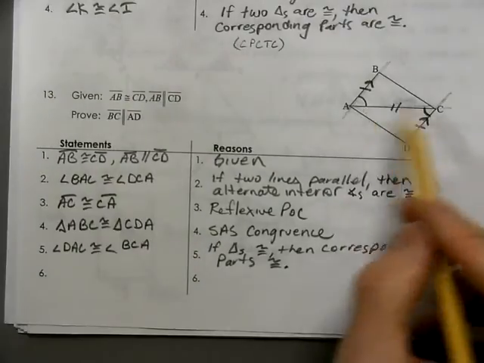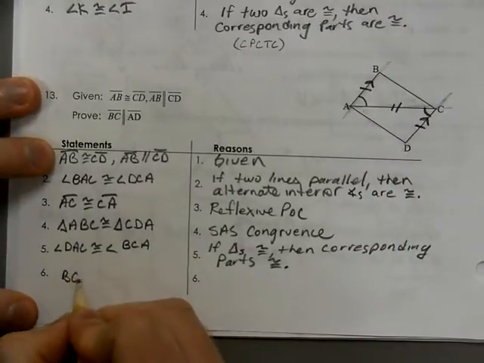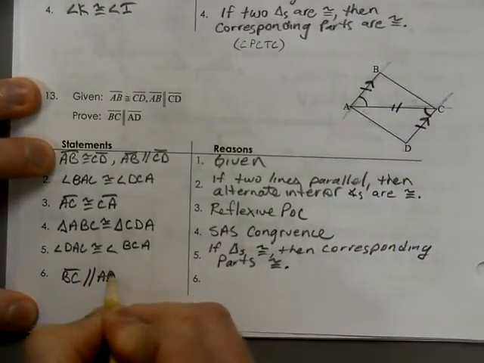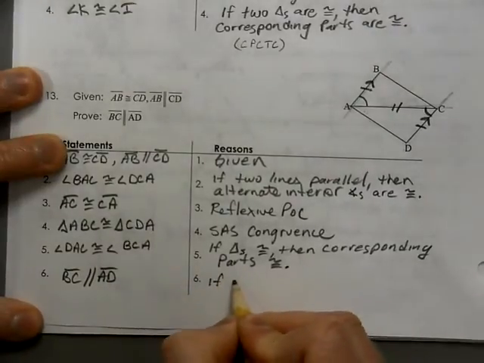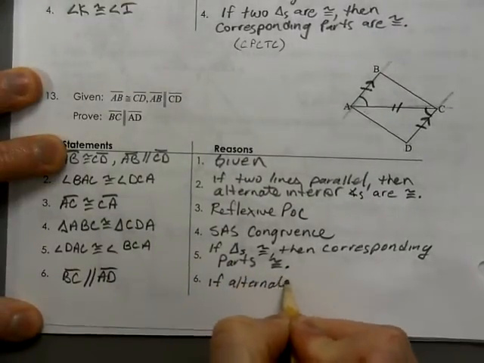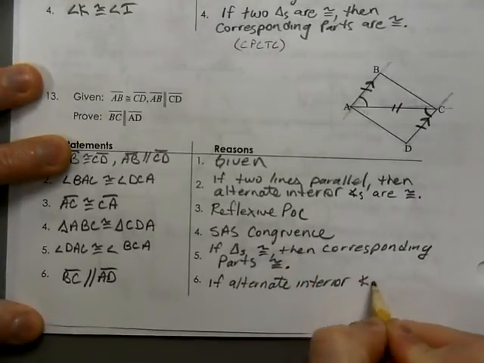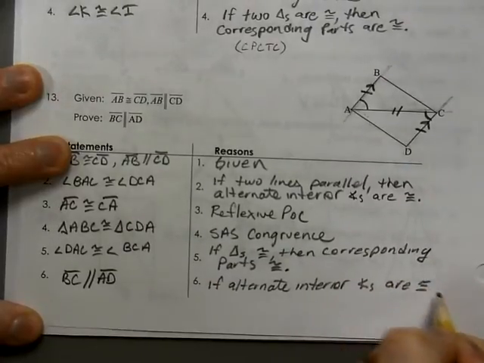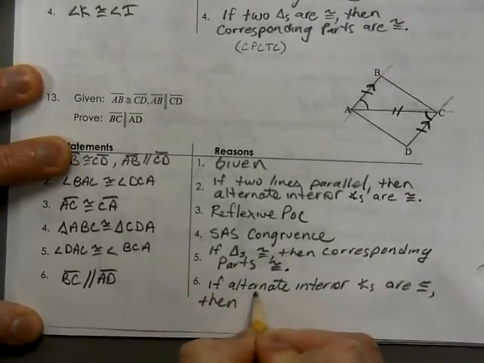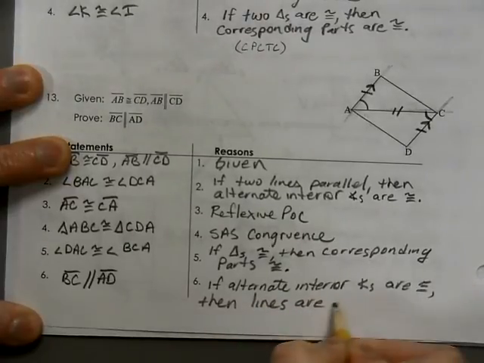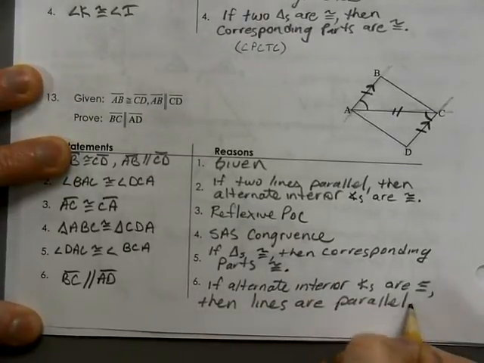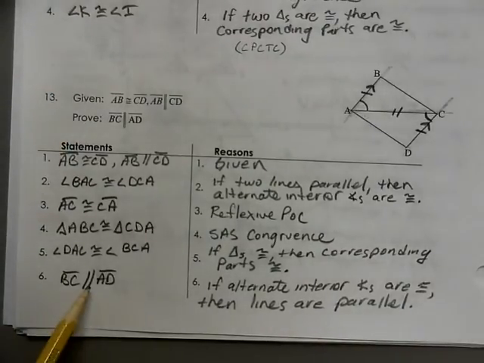If I have those congruent, then I know that my lines have to be parallel. If alternate interior, you got to name them, angles are congruent, then lines are parallel. The lines are parallel only because alternate interior angles are congruent. We don't know it before that. Good luck.